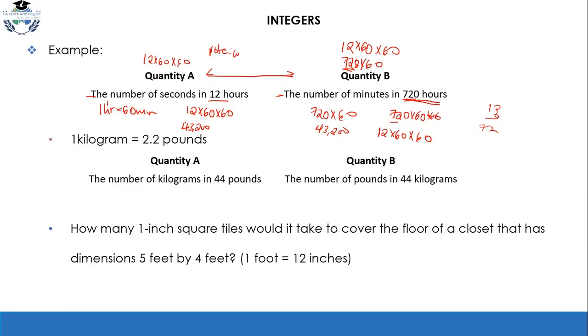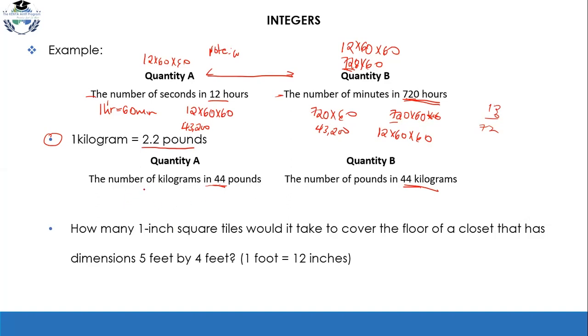So the next example here, very quickly: 1 kilogram is equal to 2.2 pounds. The number of kilograms in 44 pounds, and then the number of pounds in 44 kilograms. One minute for that. This is a very simple question, but also a little bit, you might get lost. Ian Toy is telling us B. Ian, talk us through your process. How did you find that quantity B is greater?